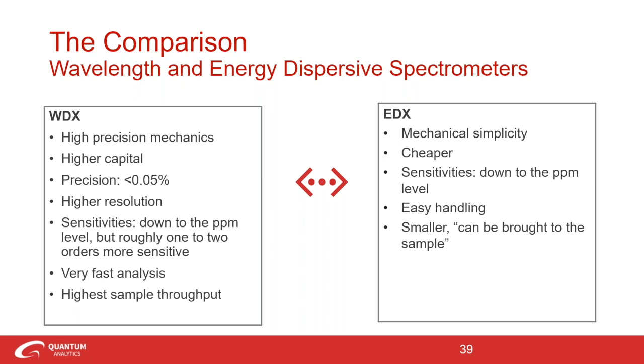Conversely, the EDXRF is mechanically simple, which, because of that, can make it cheaper. The sensitivities are down to the ppm level. You have very easy handling with the instrument, and it's smaller, so samples can be brought to it, or the analyzer can be brought to the sample, as a benchtop instrument.